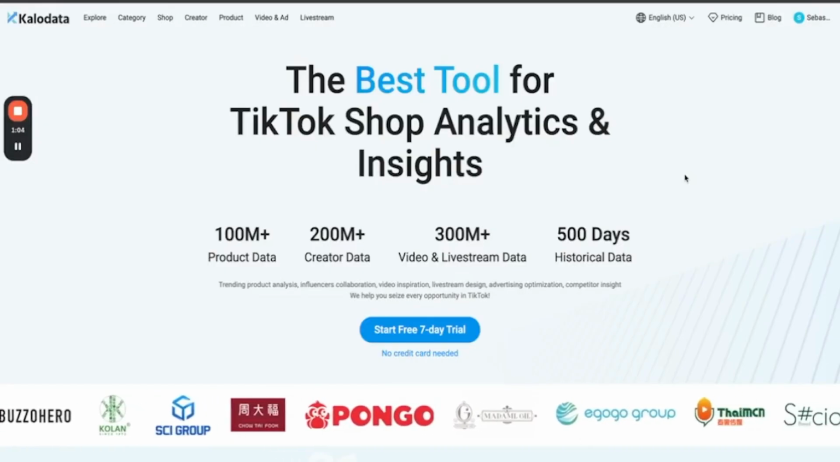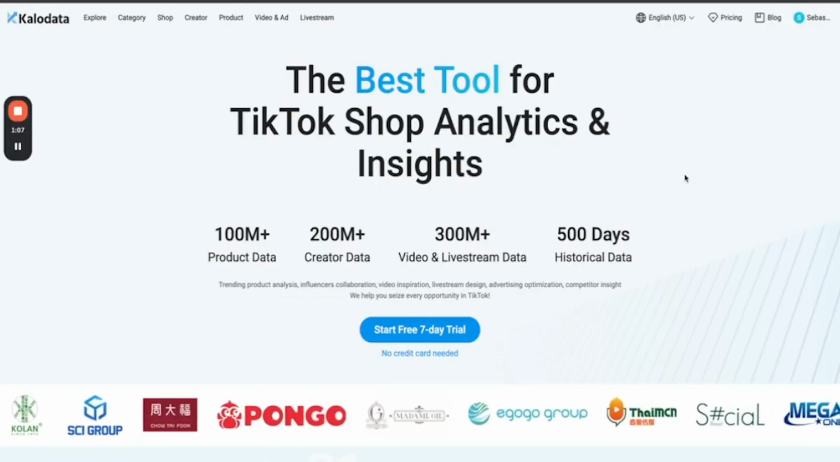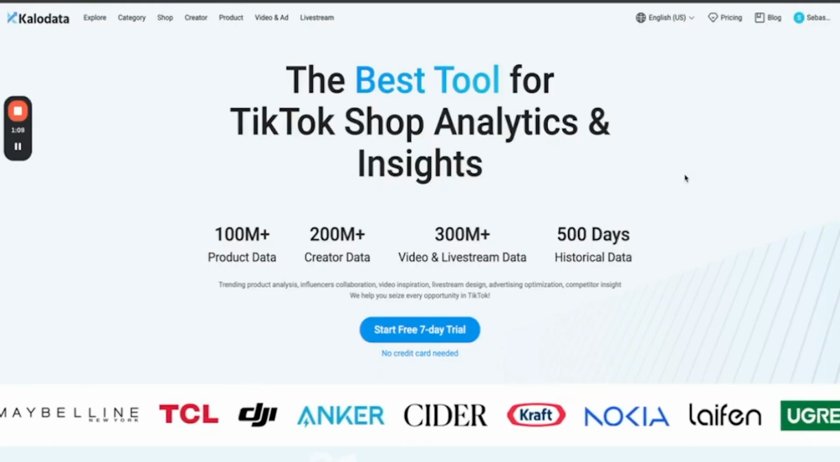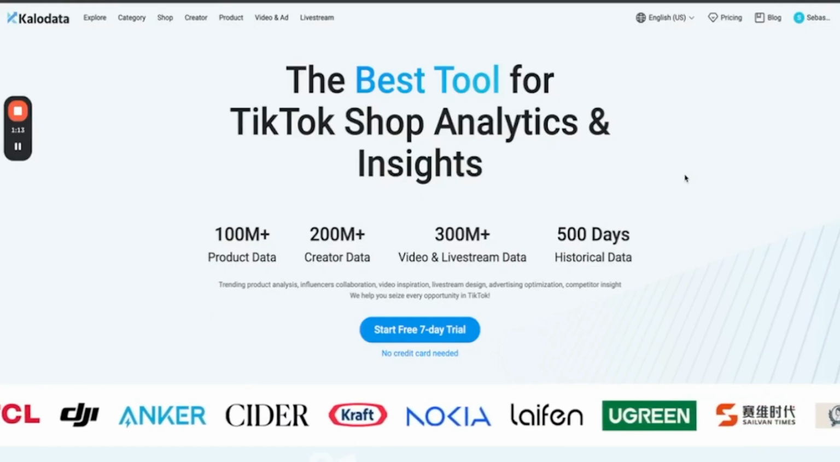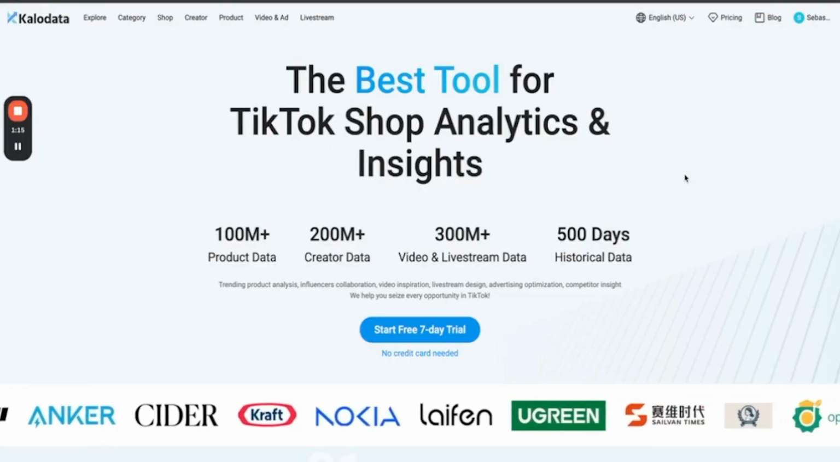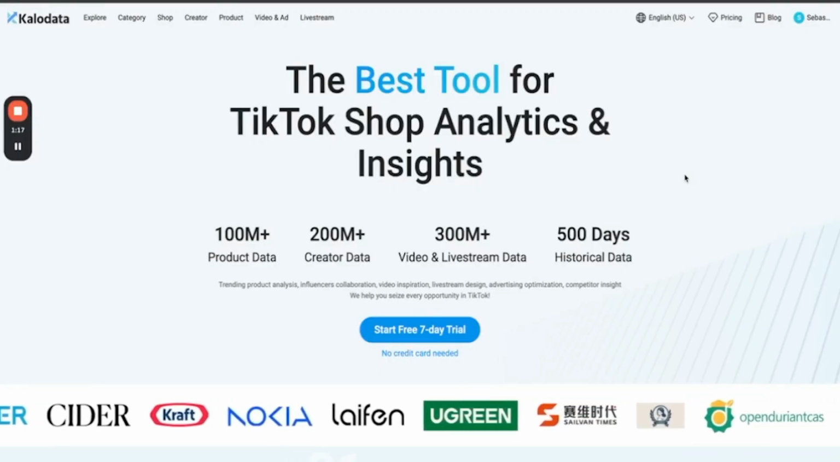So the first tool that I'm going to be talking about is Kalodata. This is probably my number one go-to, not probably, it is my number one go-to. I use it literally every single day. And I'm gonna show you guys exactly how I like to use it, what I like to do.